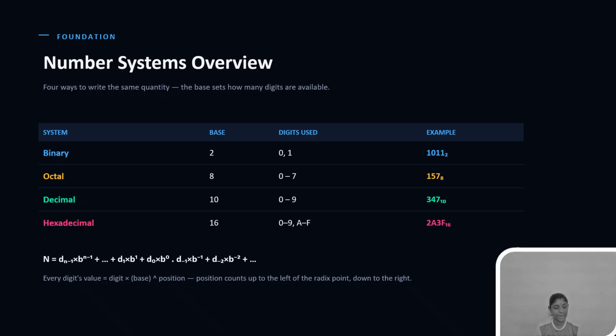So you can write N equals d_(n-1) into b^(n-1), and so on up to d_1 into b^1, where d represents the digit and b represents the base, then d_0 into b^0, then the radix point, then d_-1 into b^-1, d_-2 into b^-2. This also we will recollect while doing the program.